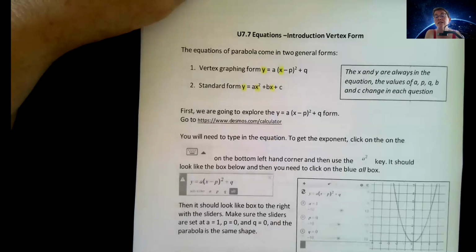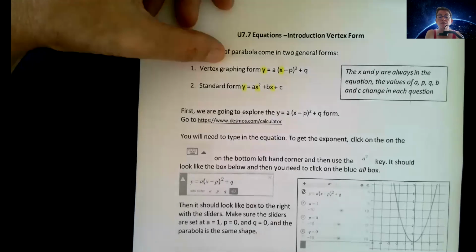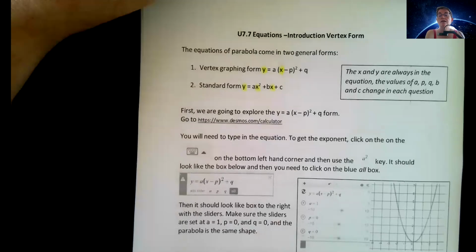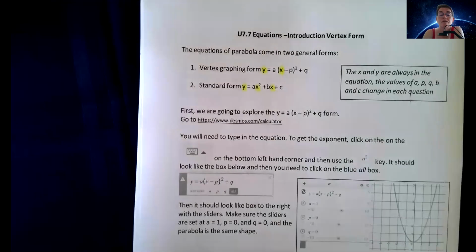So instead of me just telling you everything, we're going to do a little bit of an experiment in this video. We're going to explore the first one, the Vertex graphing form, and we're going to use Desmos. Desmos is an amazing thing. I'm sure we've been using it already in other chapters, so this shouldn't be anything too scary. Just give me a minute while I change my screen here.